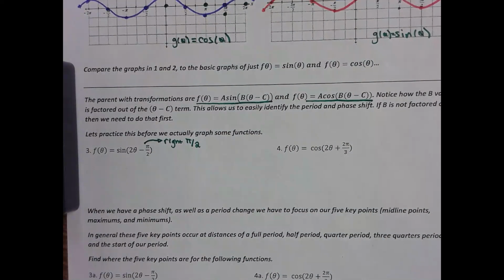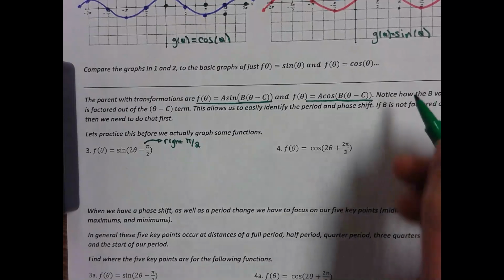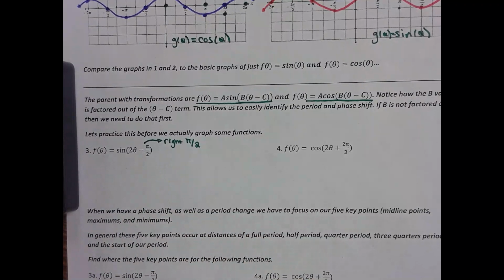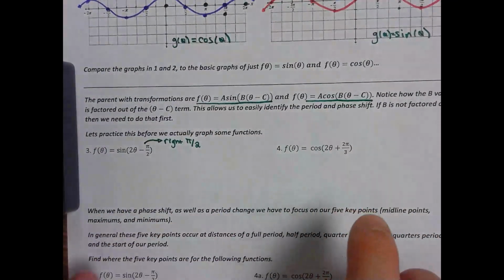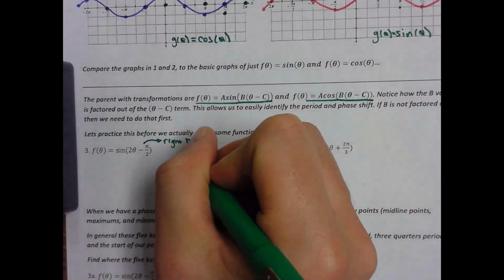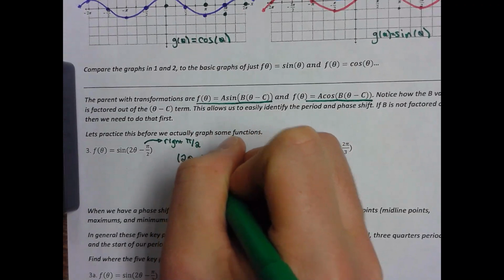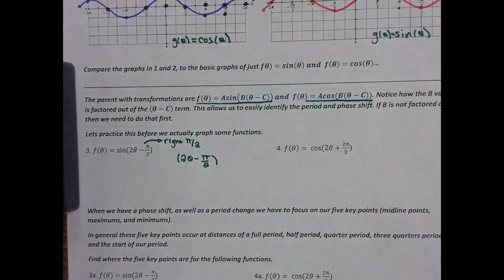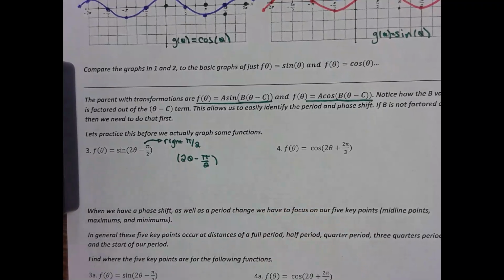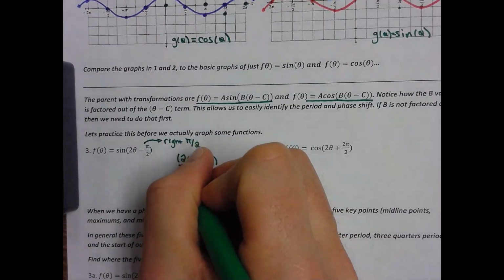That shift right of pi over 2 is affected by the period change. So the first thing we're going to do is practice taking these equations and factoring out this 2 and putting it in the form that we see here. We're going to take everything in the parentheses, 2 theta minus pi over 2, and factor out whatever value is in front of theta. We want theta to be a positive 1. Now remember that factoring is just division. So if I want theta to be 1, I need to divide both terms by 2.